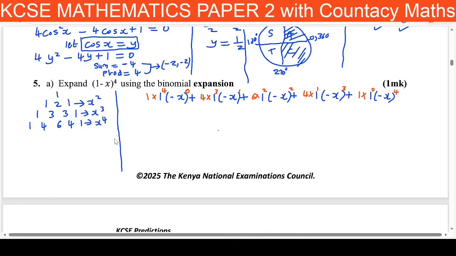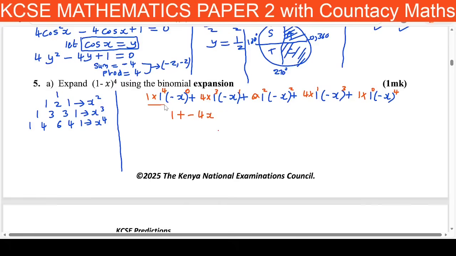You see, it becomes a bit easier when you arrange your work in such a way that you can follow through, such that we have 1 times 1 to power 4, that is still 1. And then we have negative x to power 0, that should give you a 1. So we have 1 plus. Here we have 4 multiplied by 1 to power 3, that's going to give you a 4, multiplied by negative x, that's going to give you 4x.